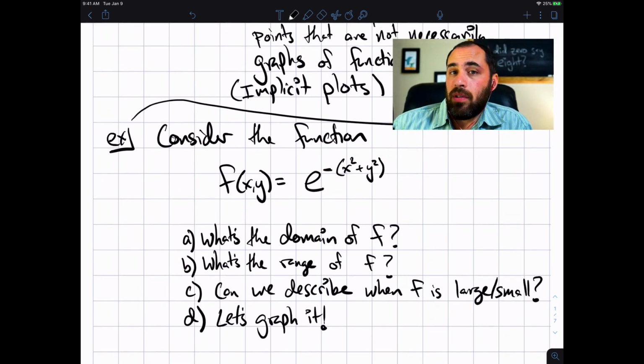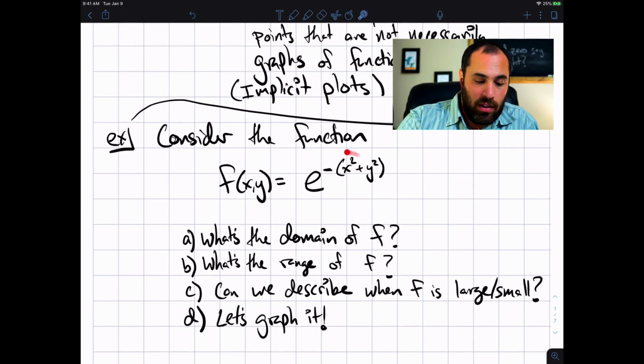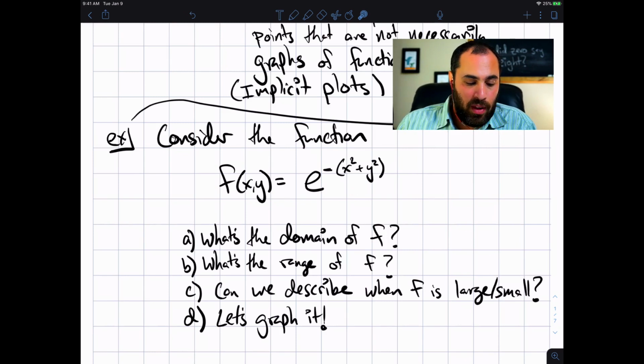We'll work through several examples. To begin, let's consider this function, e to the power of minus quantity x squared plus y squared. And I'd like to know the answer to these 4 questions. We'll work through them together, but maybe now's a good time to pause the video and you can think about them on your own.